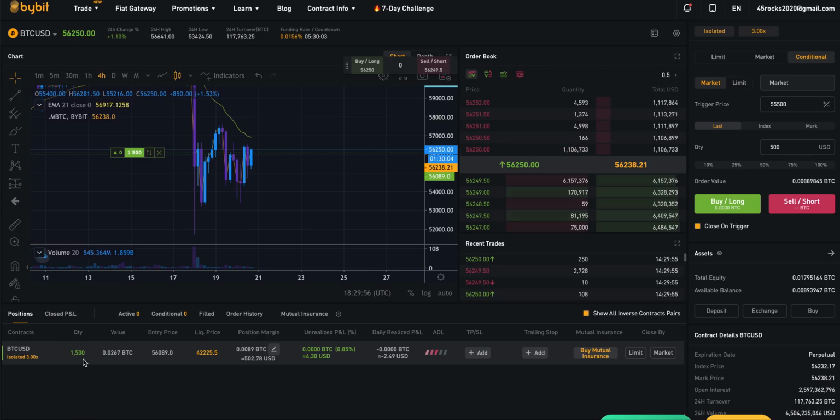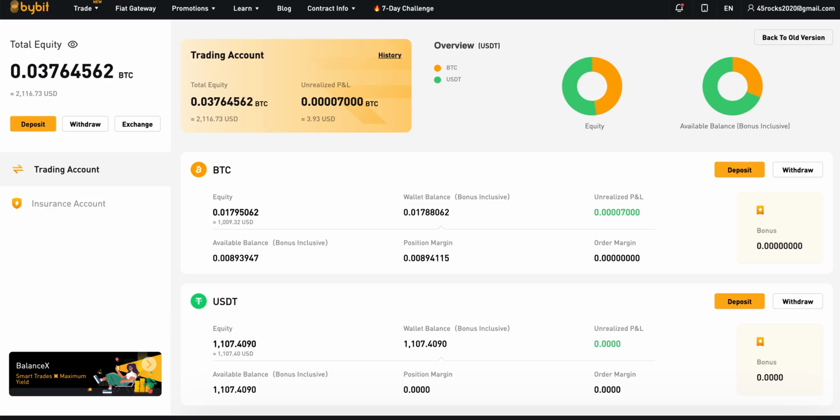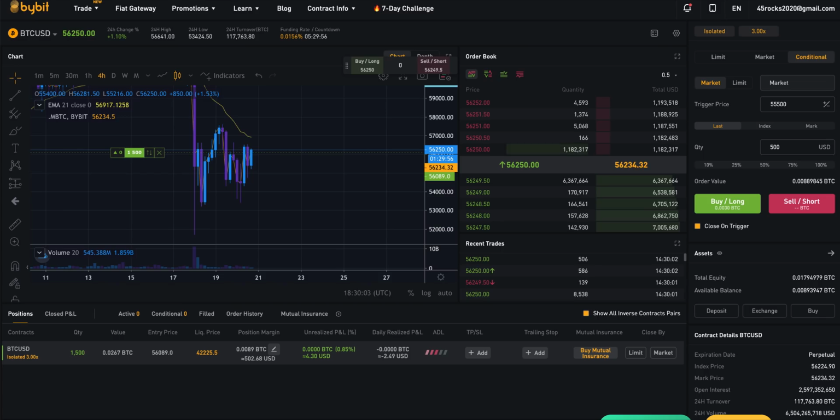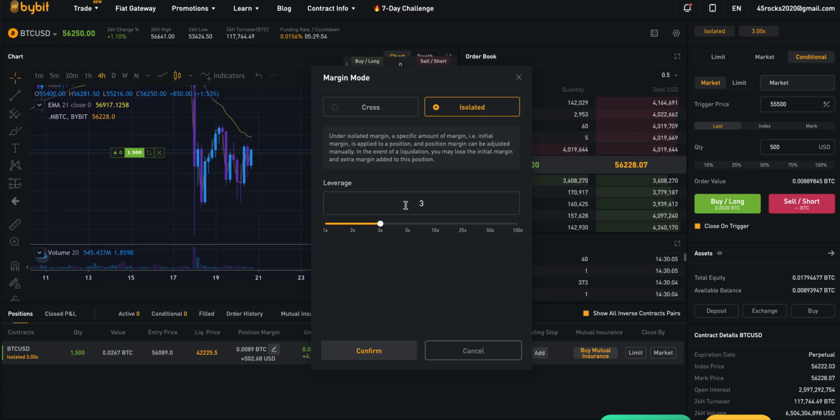Another way to look at leverage is, in my account I have 0.01 Bitcoin. If I am using leverage, that means I can trade with up to 100 times more than the actual Bitcoin that I have. So if I do 10x or 25x or 50x or 100x leverage, that means Bybit will loan me up to 100 times more money than I actually have in my account. I can put my 0.01 Bitcoin up as my position margin, but my quantity of contracts can be up to 100 times that.